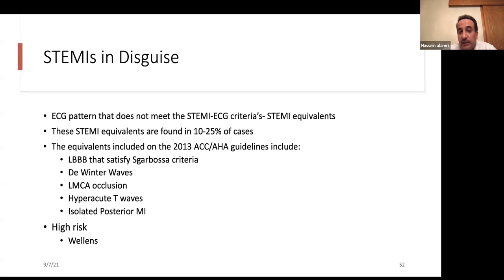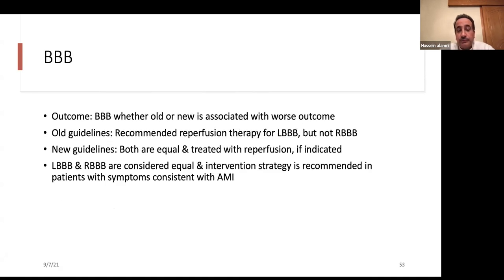Another high risk pattern, but not an MI equivalent, is Wellens syndrome, which we will come across also during our discussion. It's equivalent to non-STEMI rather than STEMI. And probably you heard our discussion several times in the morning report about Wellens syndrome. So if we look at bundle branch block, whether it's left or right, it is associated with poor prognosis.